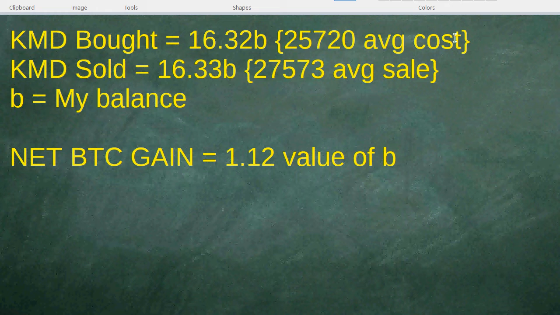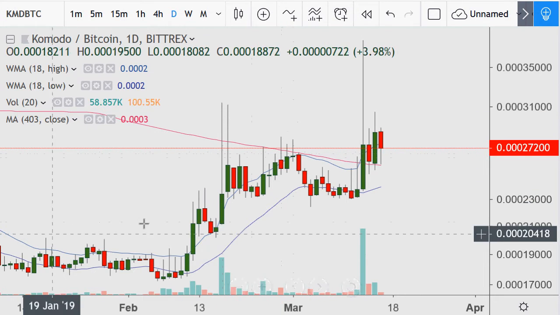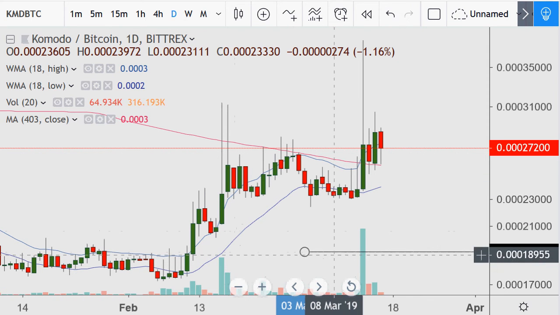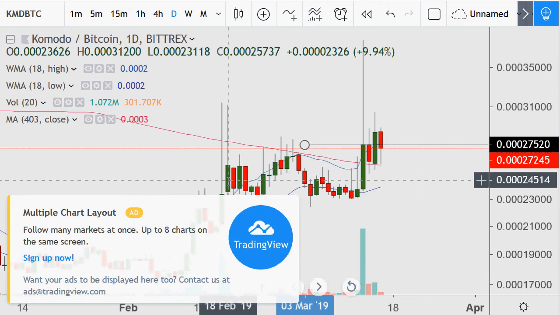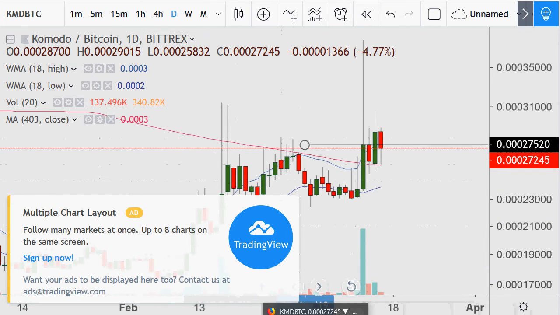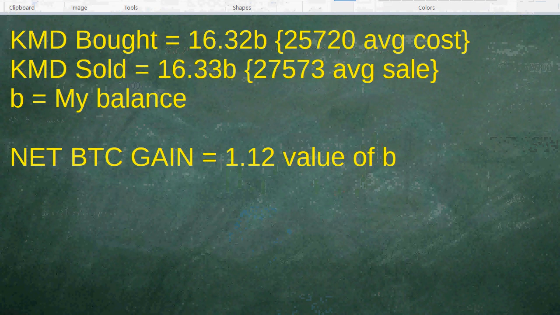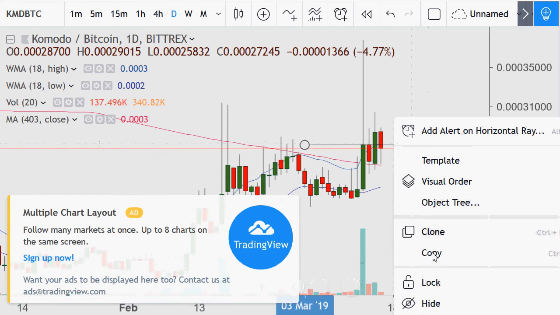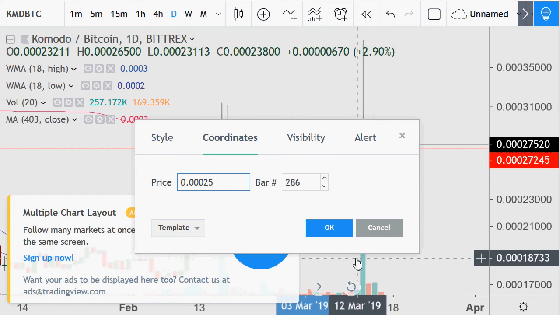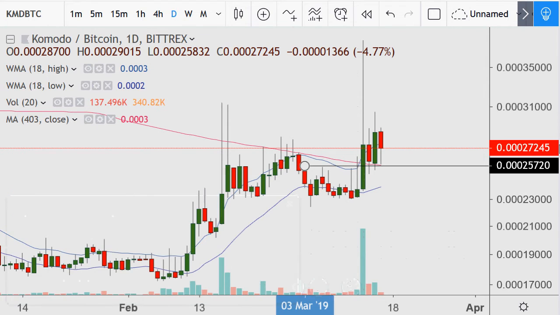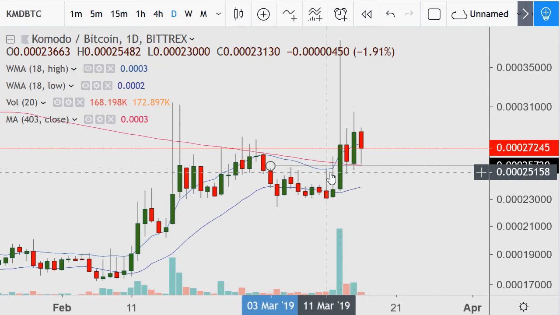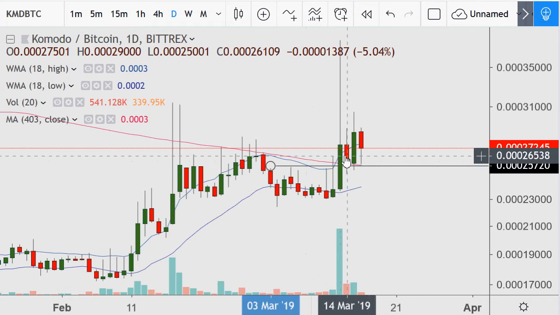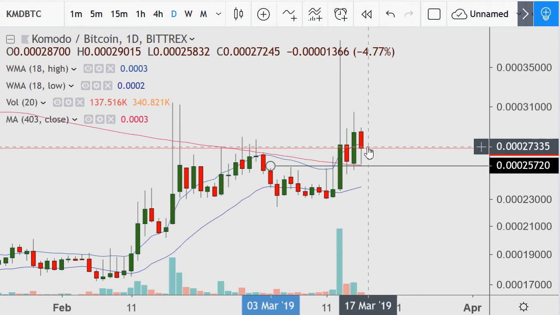But let's look at that 25,720 number again. Well, let's just put a line in it. We put a horizontal ray, somewhere way away from it, right here. That was the sell. 25,720. So I find that quite amazing. It's pretty much right exactly at that line. I guess I'm an average person, at least as far as a buyer. I suppose I am. Seller, again, 27. That's noticeably above this average in here.